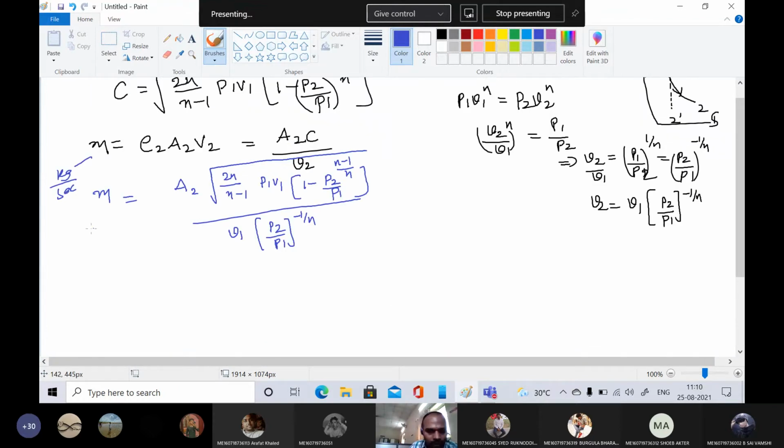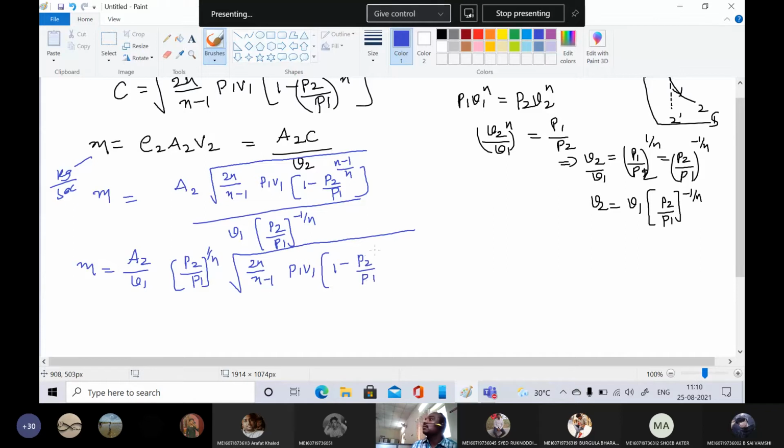Right. Therefore, mass is equal to A2 divided by specific volume V1 into (P2 by P1) whole power 1 by n, into square root of 2n by n minus 1 P1 V1 into 1 minus (P2 by P1) whole power n minus 1 by n.